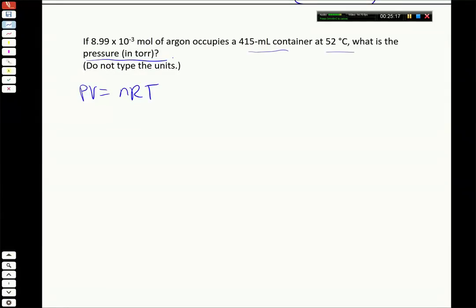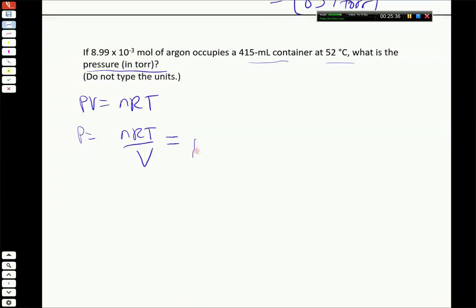So in this problem, we're not really changing any of the properties. We're not changing the number of moles. We're not changing the volume. We're not changing the temperature. We're just giving you a set of 3 conditions and asking you to solve for the 4th parameter, which is pressure. So when we rearrange the ideal gas equation, pressure is equal to nRT over V. And now we just have to plug in all of our numbers, making sure they're in the correct units. So n is number of moles. That we're not going to change the units of ever. It's just 8.99 times 10 to the minus third moles.